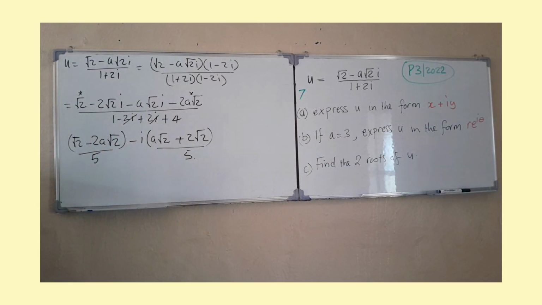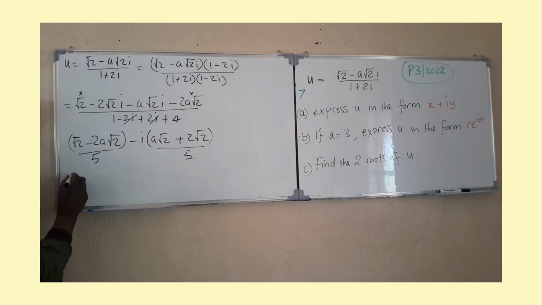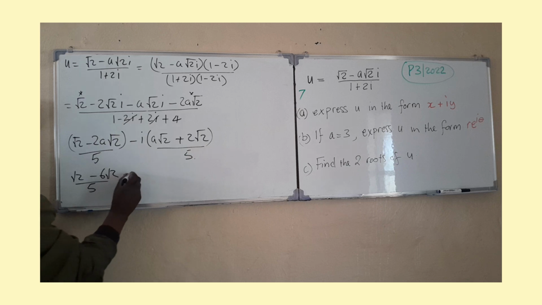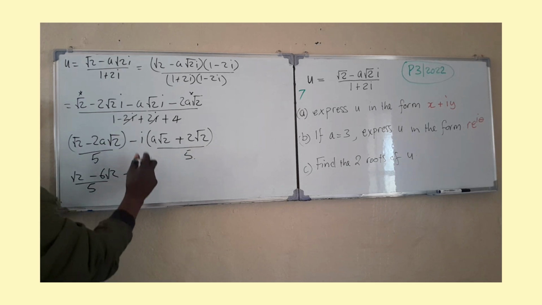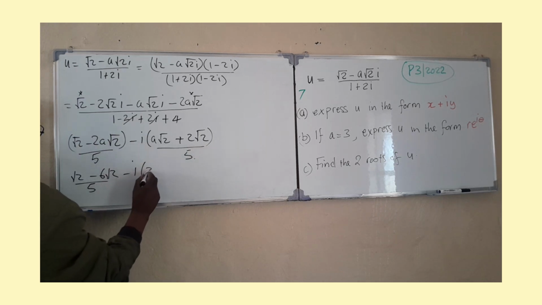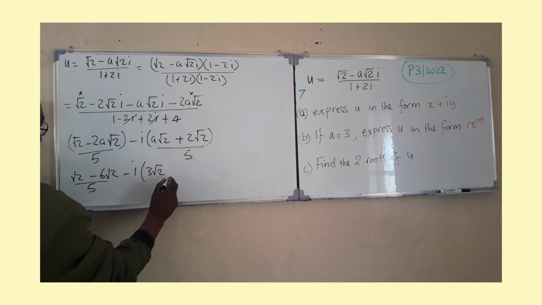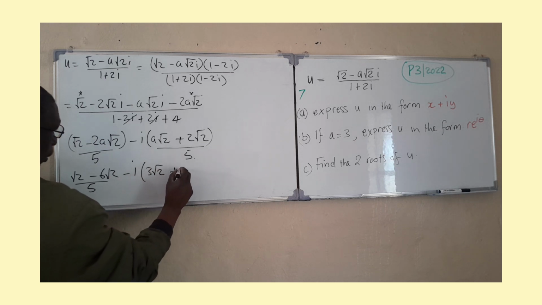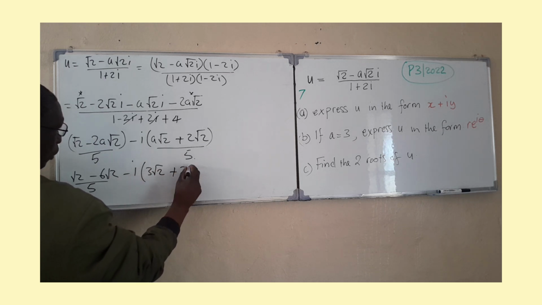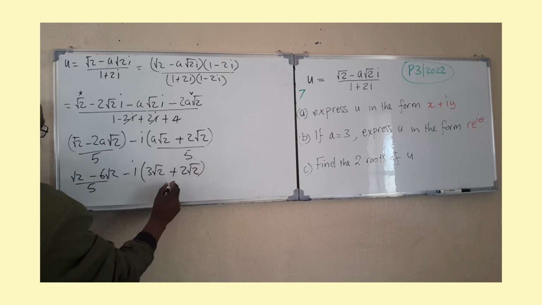First of all, let's put 3 for a. So here we will have root of 2 minus 2 times 3 is 6 root of 2 divided by 5. Over here we have our i. This is, a is 3, so it's 3 root of 2 plus 2 root of 2 there, divided by 5.